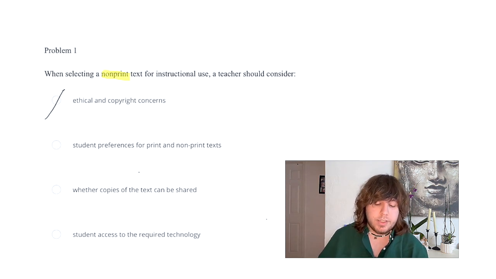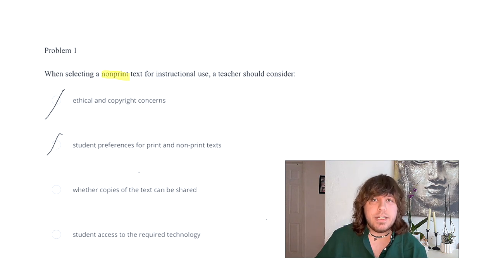B says that we should consider student preferences for print and non-print text. Now, in a perfect world, we can consider student preferences. But in reality, students, as they go through their lives, will be exposed to all kinds of texts, print and non-print. So we have to expose them to both. That's our job as teachers. Let's get rid of that answer choice.